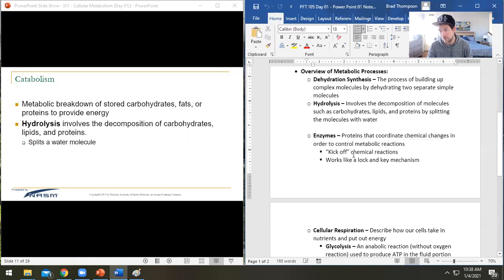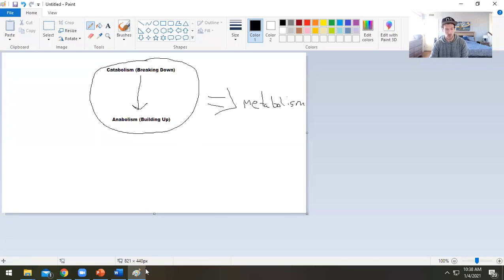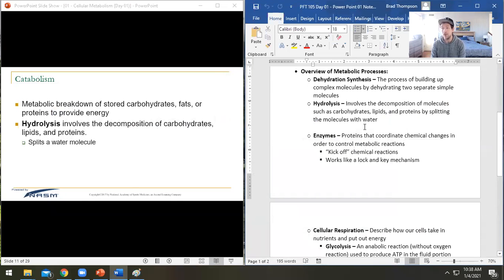So enzymes actually are proteins, but they are proteins that are in charge of kicking off chemical reactions. They coordinate chemical changes, right? How do I make this whole hydrolysis thing happen? An enzyme can make it happen.